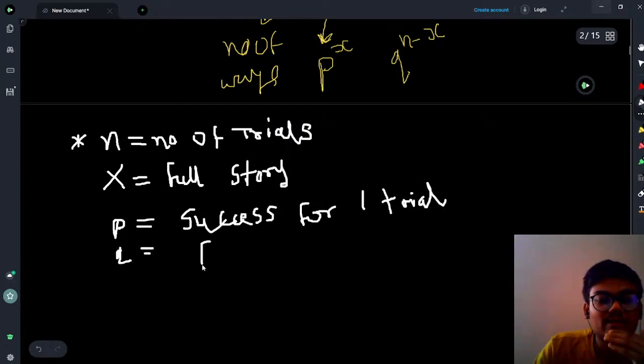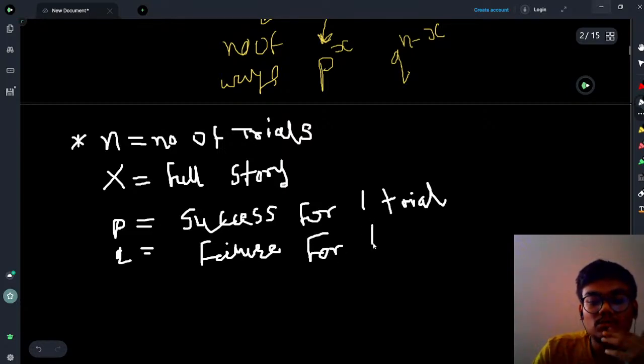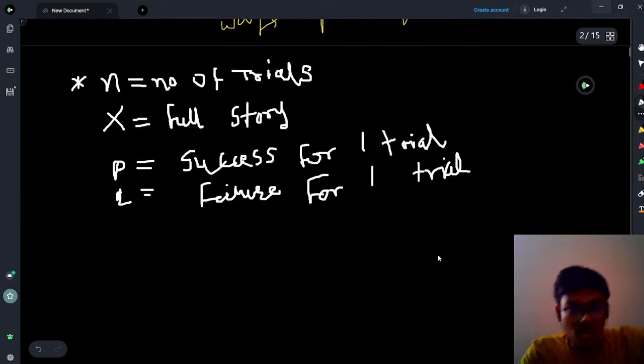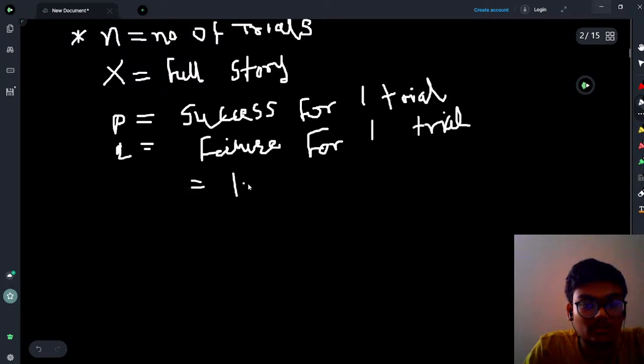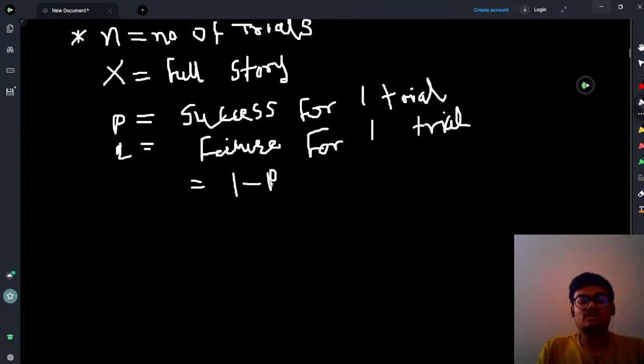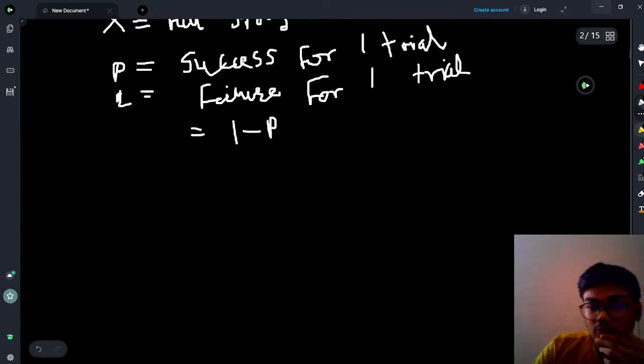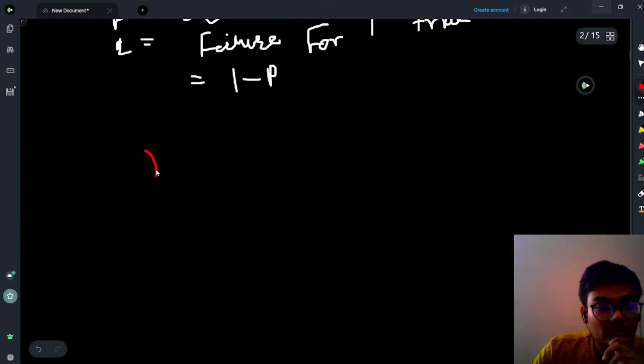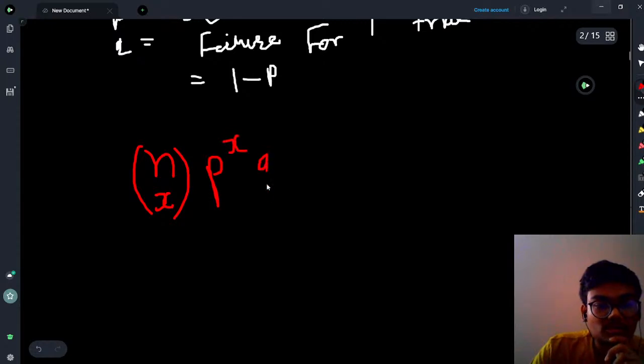Q is failure for one trial. We can also write q as 1 minus p. So these are all the parameters which we are looking for in our formula. So from that, what can we say about the formula? Our formula will be nCx p raised to x q raised to n minus x.